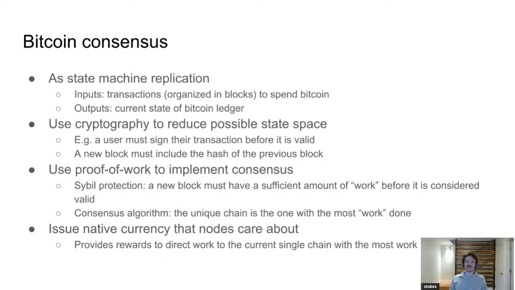Now just to use some of these words that we were using a minute ago, this is structured as a state machine replication. The inputs to the system are these transactions. They're just Bitcoin transactions organized into blocks that spend Bitcoin here and there. And the output again is just replaying all of these transactions in a unique chain. You get back a unique state of the ledger.